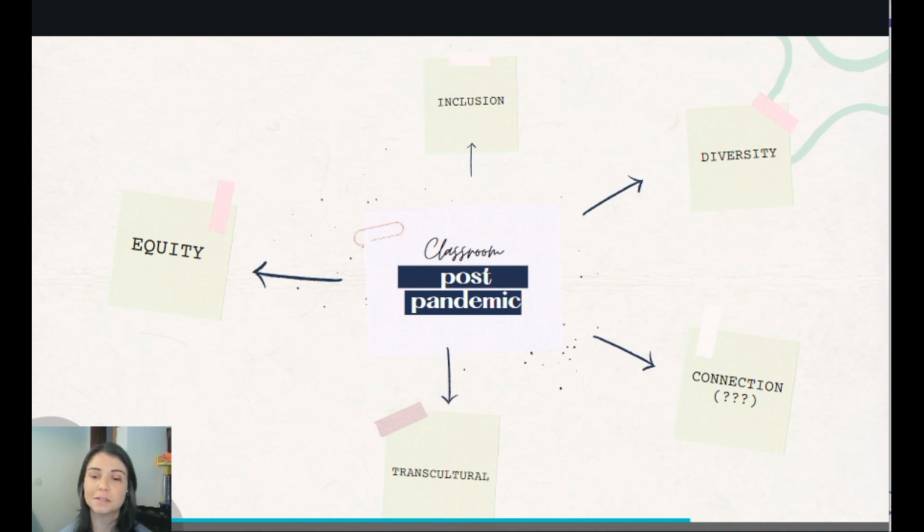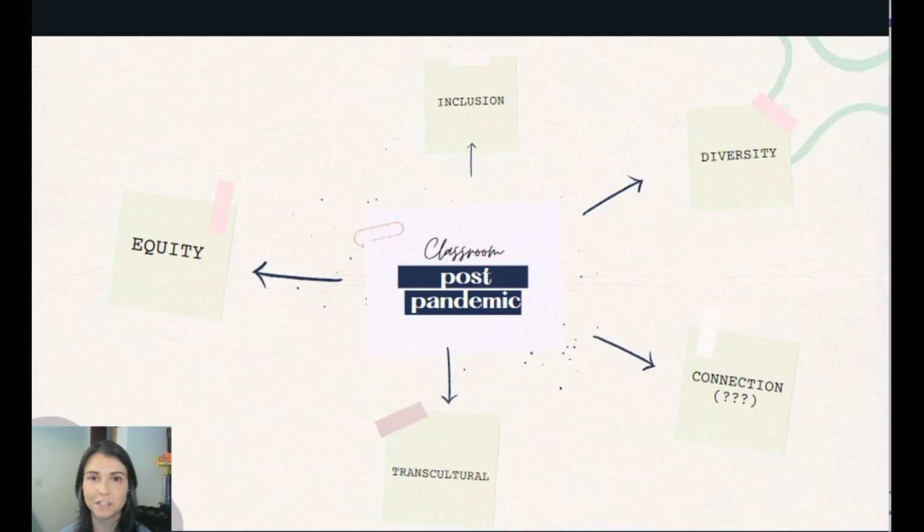But when the students hide themselves behind a computer, when they do not open the camera, or they open the camera but they are just a square on the screen, we have to think of equity, inclusion, diversity, how the transcultural connections can be made. And then we are here to raise some questions regarding this context.